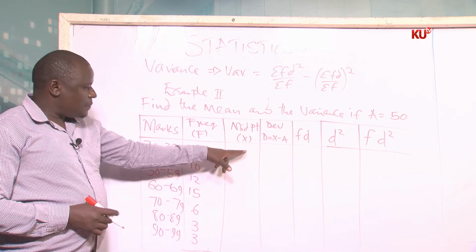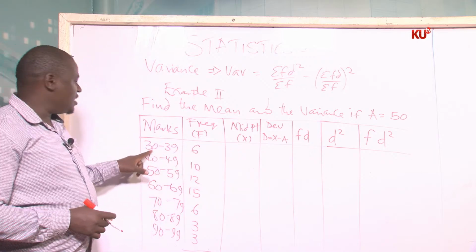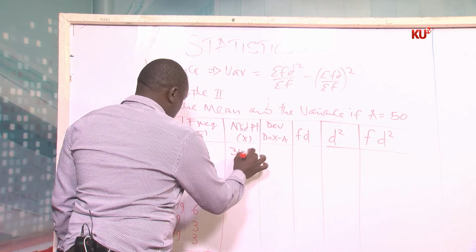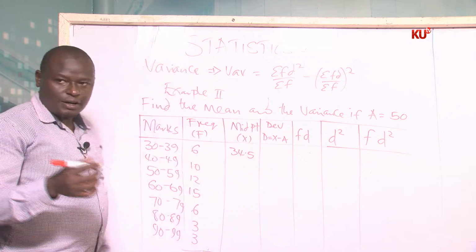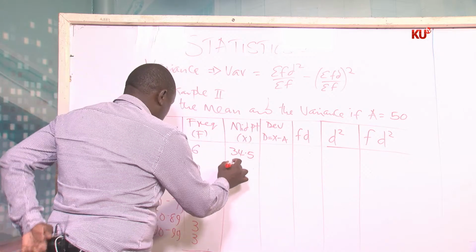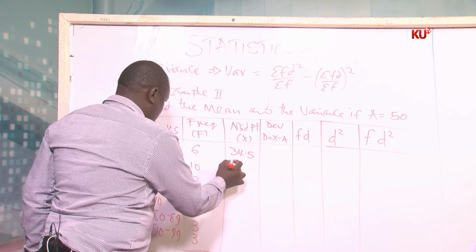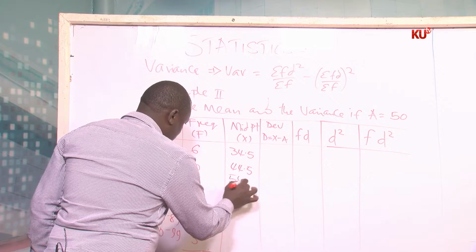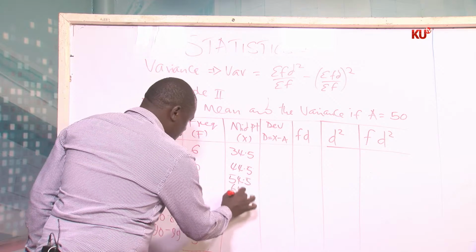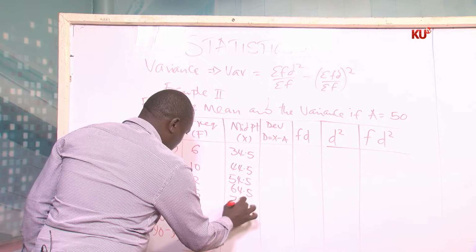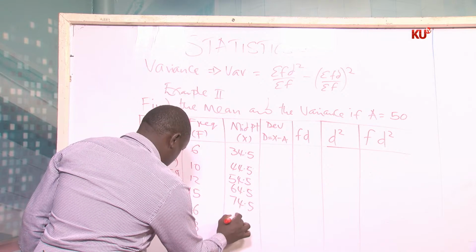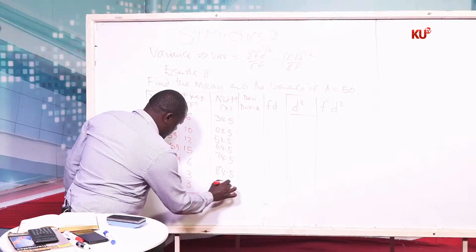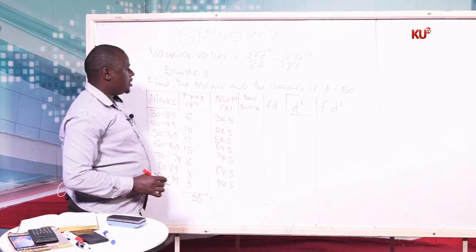We have said to get midpoint x, you are taking 30 plus 39 divided by 2. We already got 34.5. We can see that nicely displayed. 34.5, 44.5, 54.5, 64.5, 74.5, 84.5, and 94.5. Those are our midpoints.